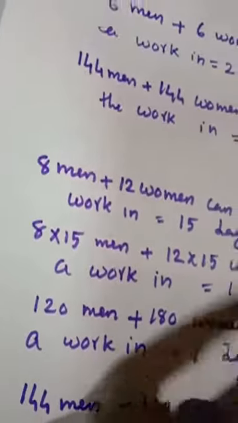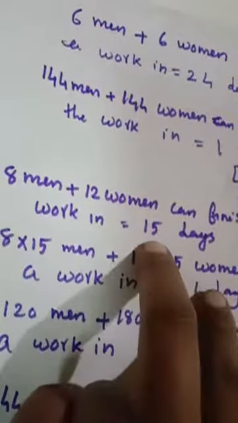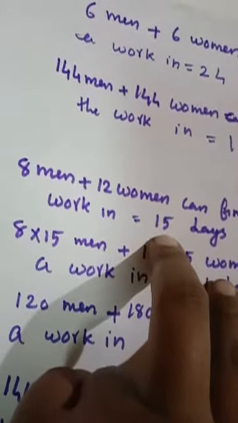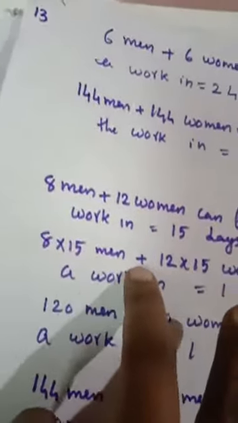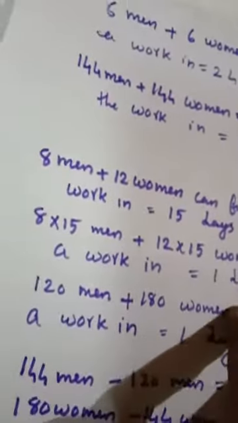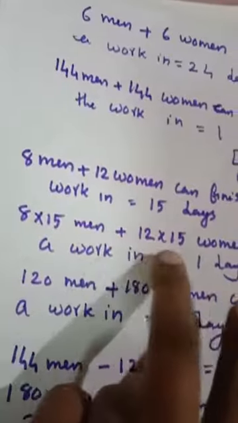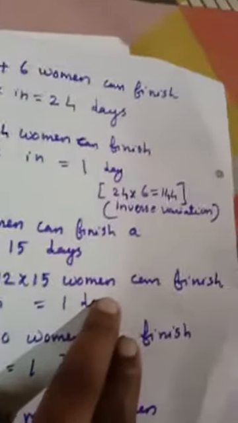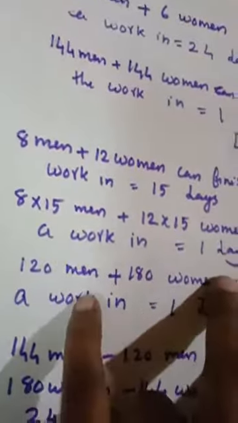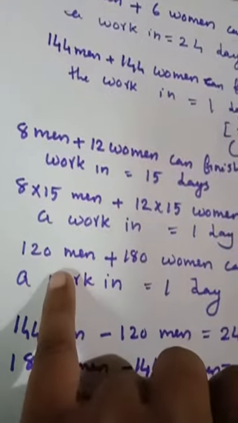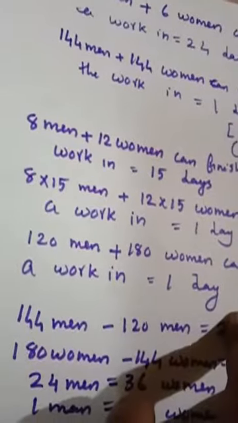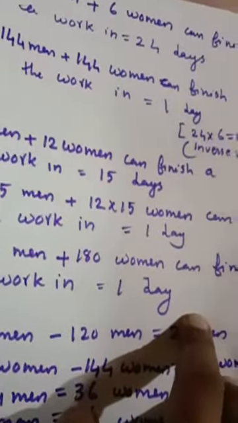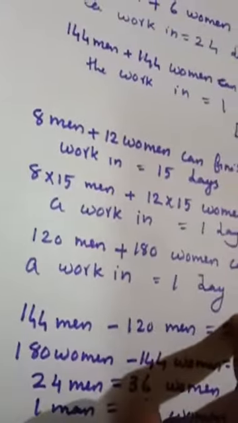That means, how to find their 1 day's work? 8 into 15 men plus 12 into 15 women can finish a work in 1 day. That is 120 men plus 180 women can finish a work in 1 day.